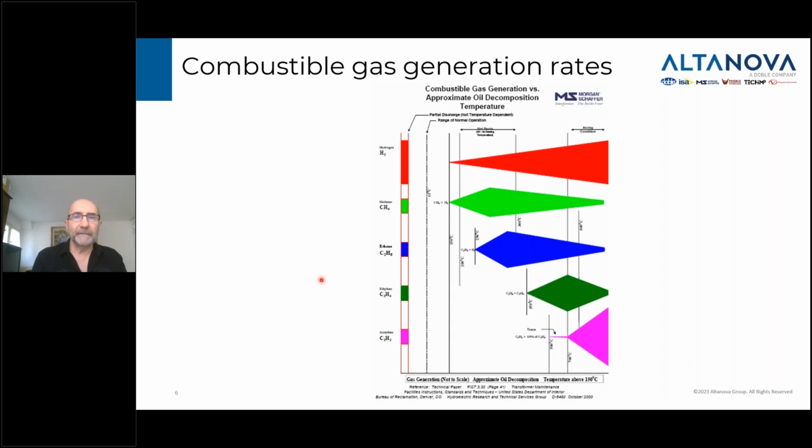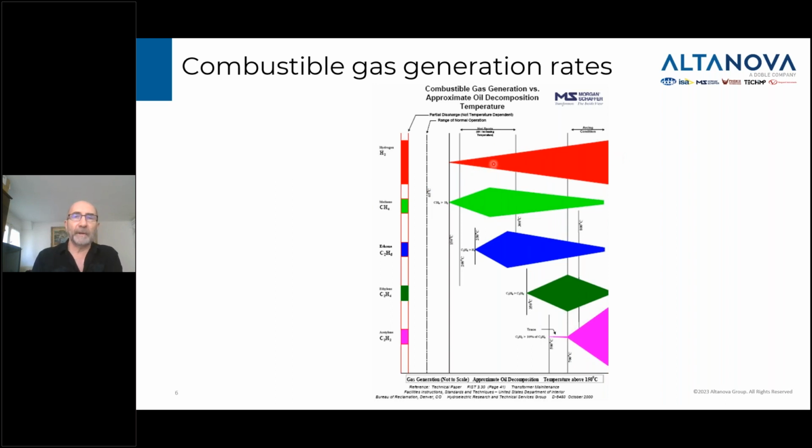Another way to look at it is this chart. This chart tells you the rate of generation of the gas depending on the temperature. What it shows is that when you get to a temperature of around 140 degrees, the rate of generation of hydrogen increases. As a fault develops, the temperature will increase from 140 up, as I said earlier, to potentially 1200 degrees C. Hydrogen rate of generation always increases.